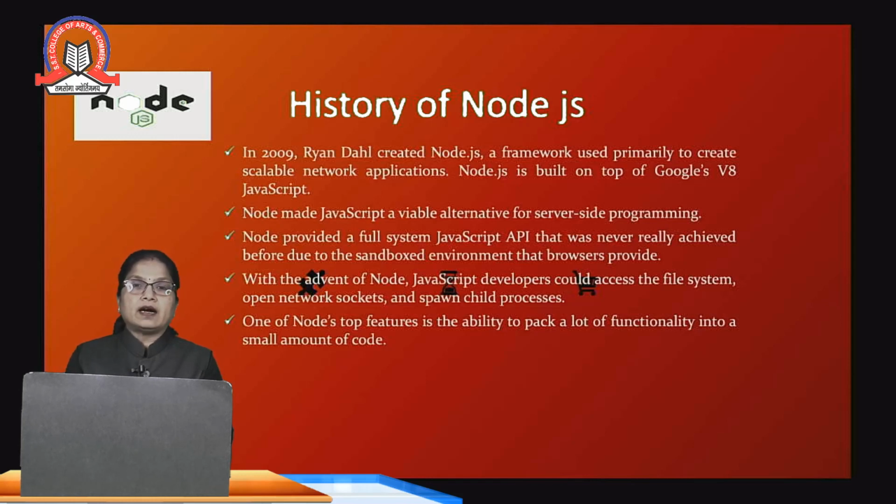Node provided a full system JavaScript API that was never really achieved before due to the sandbox environment that browsers provide. With the advent of Node, JavaScript developers could access the file system, open network sockets, and spawn child processes. One of Node's top features is the ability to pack a lot of functionality into a small amount of code.